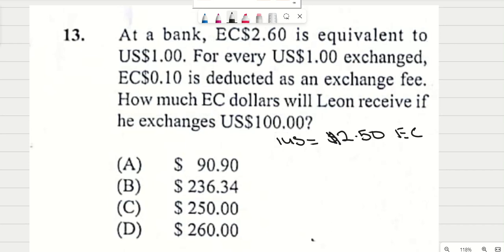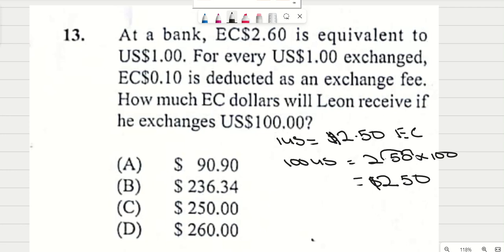So if 1 US is this, then 100 US would be $2.50 multiplied by 100. You shift your decimal point 2 places because you are multiplying by 100, which has 2 zeros. So it will be $250 for this question, which is C.